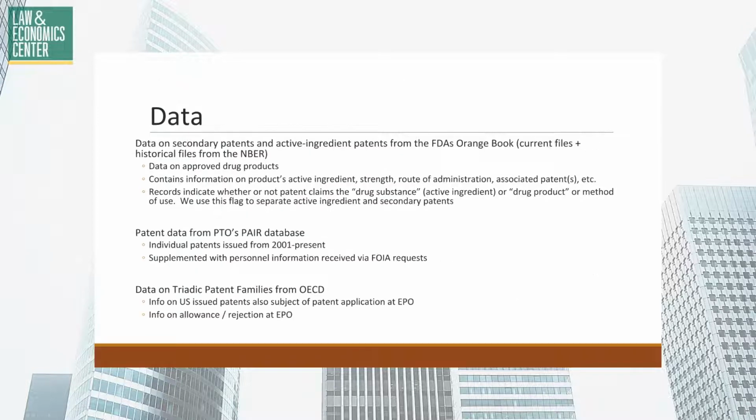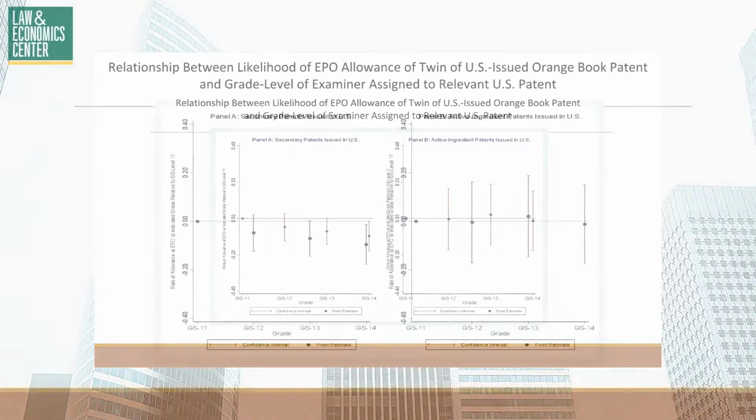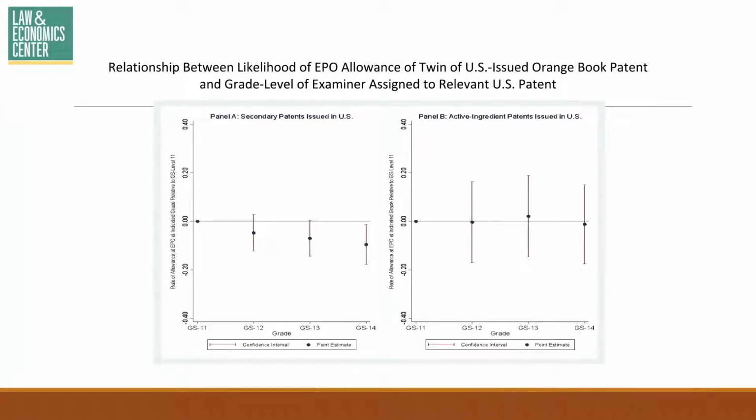So I just want to show you, very quickly, just some quick results, and then I'll tie it in. Right here, what I'm showing you is the relationship between the likelihood of EPO allowance of a twin of a U.S. issued Orange Book patent and the grade level of the examiner assigned to the relevant U.S. patent. So I'd like you to look at panel A on the left-hand side for secondary pharmaceutical patents. On the x-axis is GS level, and on the y-axis is the likelihood that this US issued Orange Book patent is also allowed in Europe.